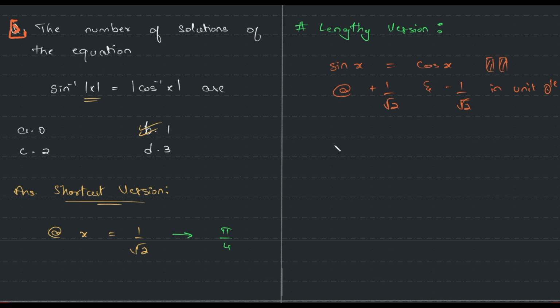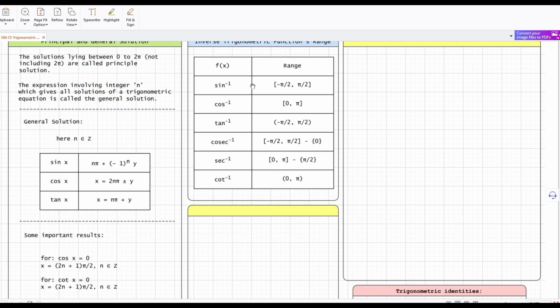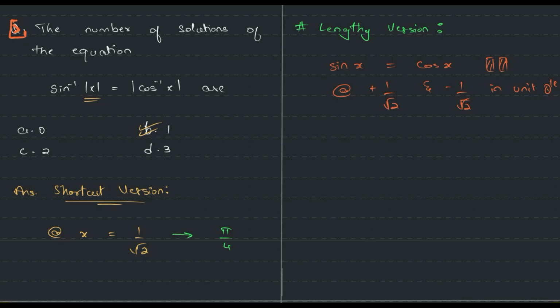Of course, we know that, just a second, let me show it to you guys. Yeah. So we know that sine inverse lies between minus pi by 2 to pi by 2 and cos inverse, the output lies between 0 to pi. That's the principal range that they lie in. So the only place that matches is pi by 4. So that fact also has to be known.